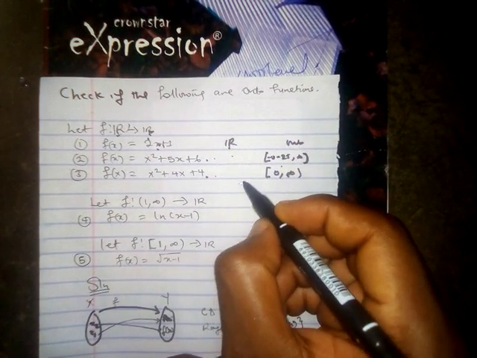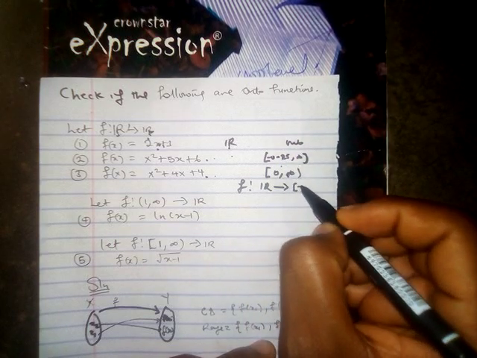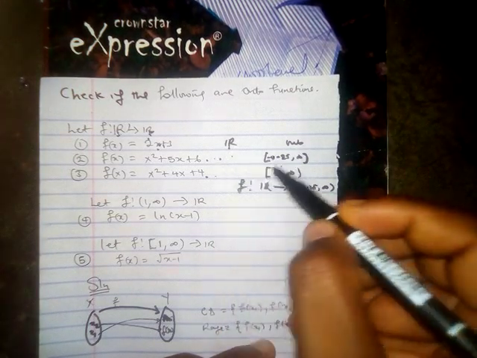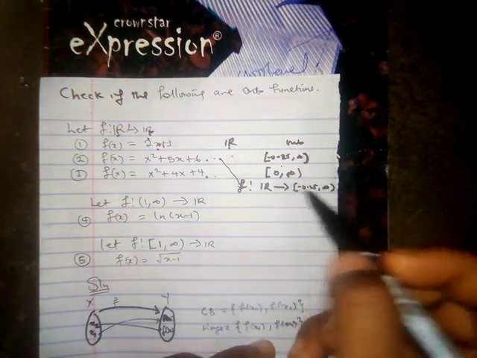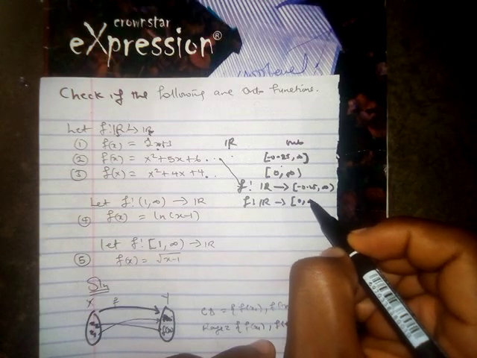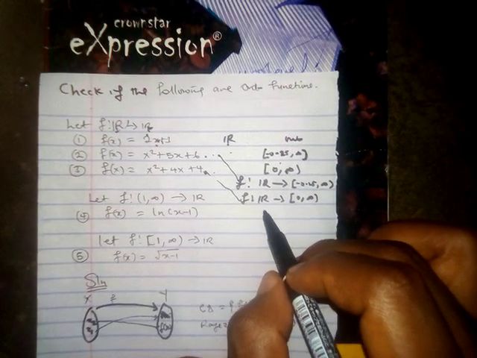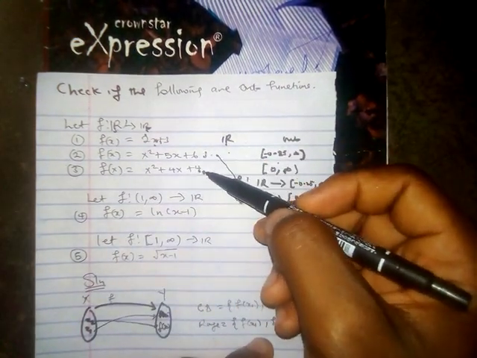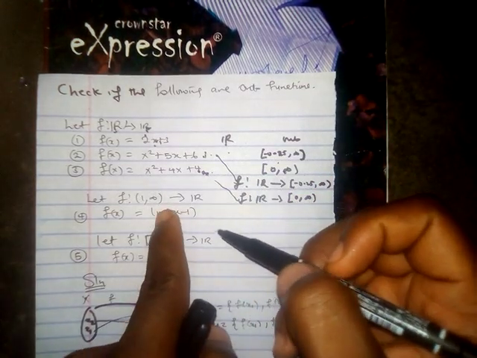Supposing I decide to change this function f mapping from R to maybe this minus 0.25 to infinity, that is when I can say that this function is what? An onto function, if f is defined as this. Okay, and if I decide to do the same thing, f mapping from R to what? 0 to infinity for this particular function where your f is defined as this, then we can say that this function is onto. But from the question, these functions are what? Are not onto.